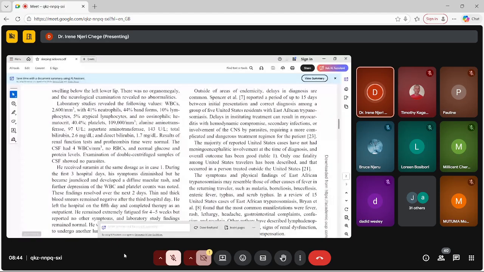He remained extremely fatigued. Remember, we had a slide on how the patient will present. You can see they have drowsiness, hence sleeping sickness. So after some days, by the 3rd day, his blood is clear. He was fatigued. Even 4 to 5 weeks later, he reported no other symptoms. He was still well 10 months later, but refused to undergo another lumbar puncture to check if the disease had cleared. So those are two cases covered in this paper.